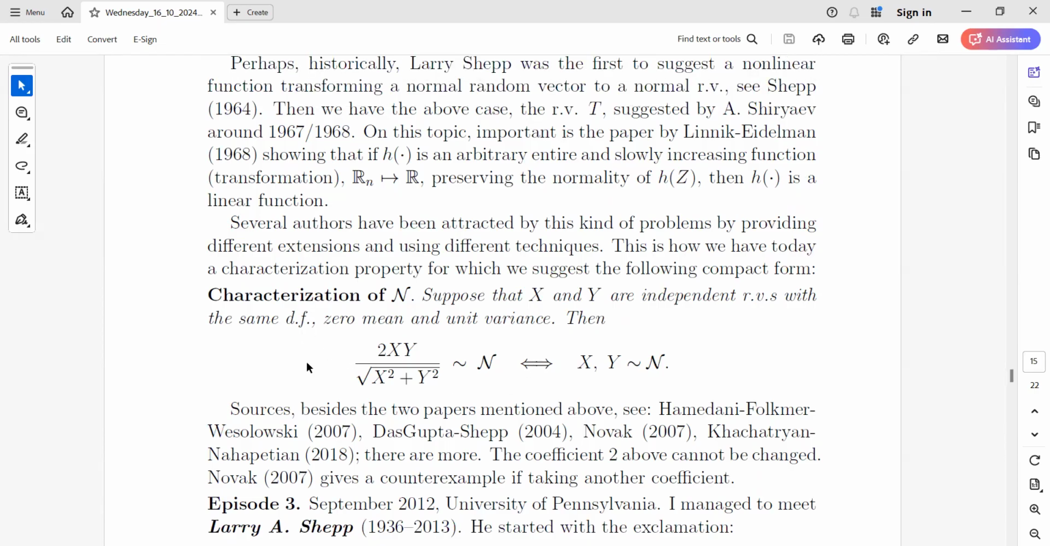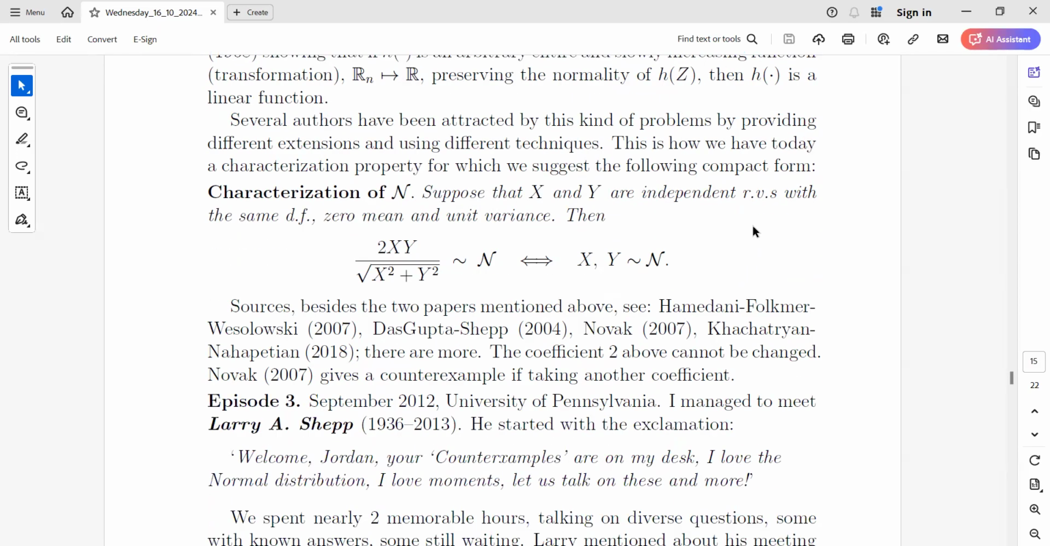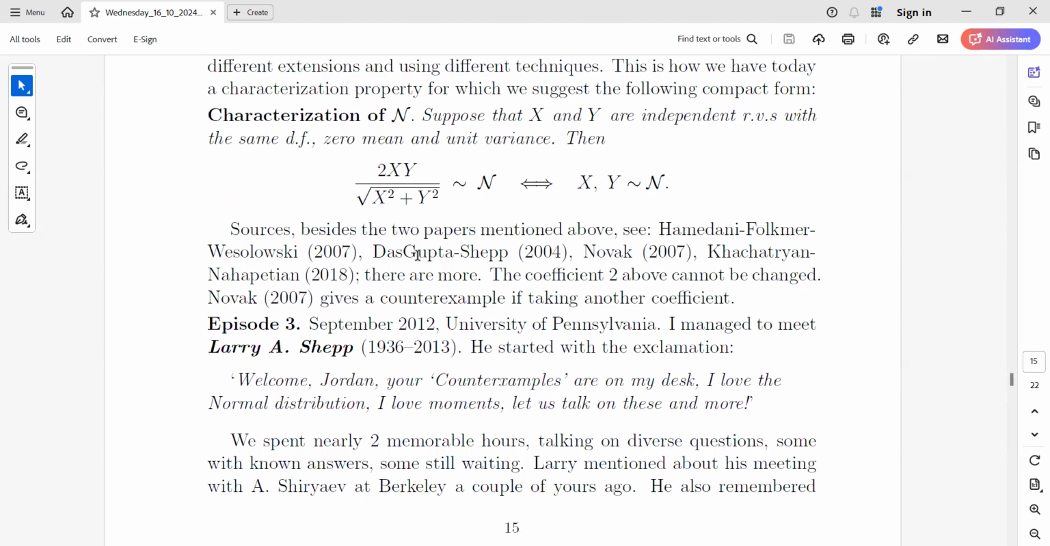In fact, I have given this in my own words, because here there is an interesting observation, the paper by Linnik and Eidelman in Theory of Probability, about the behavior of a function if we want to keep the normality. So the function h must be linear. It's quite tricky, but all these are useful results. And now what I have to tell, several people work on this direction. I like the book by Sergei Novak.